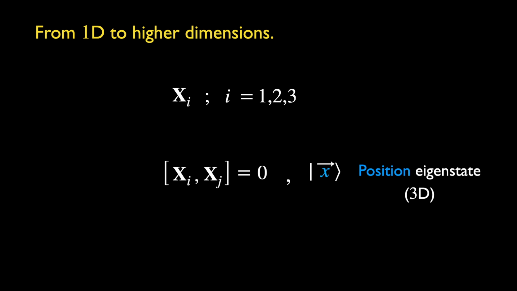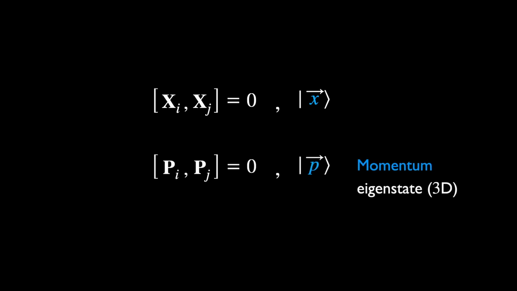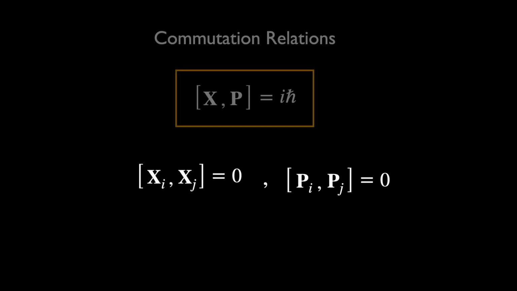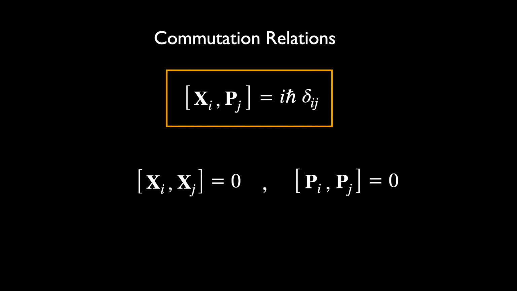The same arguments can be made for the components of the momentum operator and its eigenstates. These results can be combined with the commutation relation between position and momentum derived earlier, which generalize naturally to 3 dimensions. The Kronecker delta on the right-hand side of this equation suggests that different components of position and momentum commute, while components along the same axis do not.